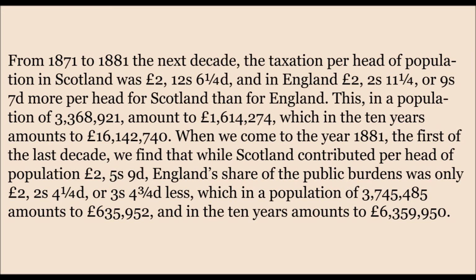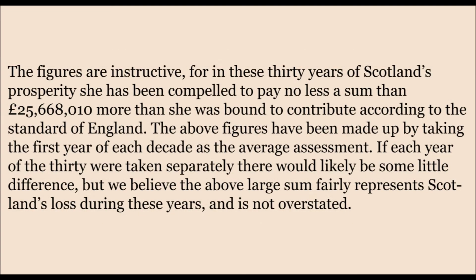When we come to the year 1881, the first of the last decade, we find that while Scotland contributed per head of population £2, 5 shillings and 9 pence, England's share of the public burdens was only £2, 2 shillings, 4 and a quarter pence, or 3 shillings, 4 and 3/4 pence less, which in a population of 3,745,485 amounts to £635,952. And in the 10 years amounts to £6,359,950.